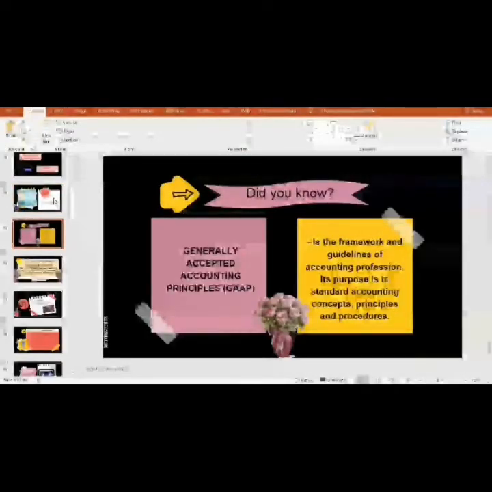So we have here the GAAP, or the Generally Accepted Accounting Principles. Its purpose is to standardize accounting concepts, principles, and procedures. Now, when we say GAAP, it is a uniform set of accounting rules, meaning they serve as the ground rules to guide accounting practitioners in recording, measuring, and reporting financial statements. They provide us assurance that information being communicated to users is prepared in a proper way. So it must be neutral, relevant, and fairly presented, no?